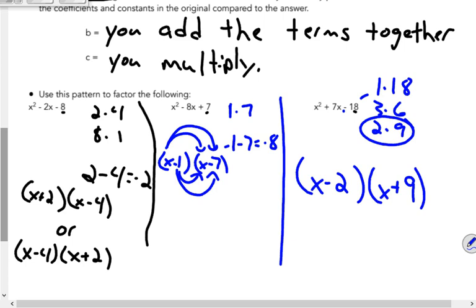If your C value, your last value, is negative, you're going to have one negative and one positive bracket. If it's positive, it could be either two negatives or two positives, because you're doing multiplication. You guys want to try some more?